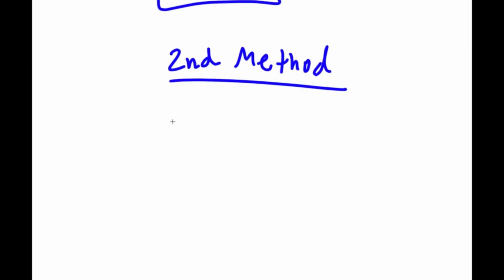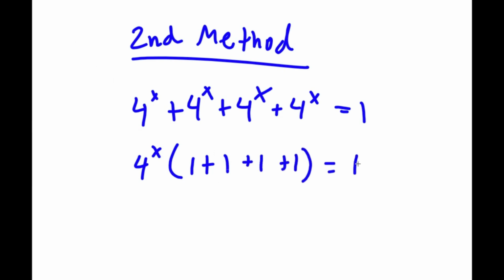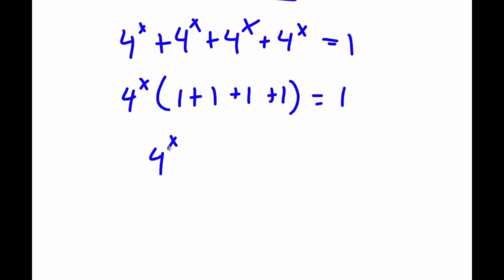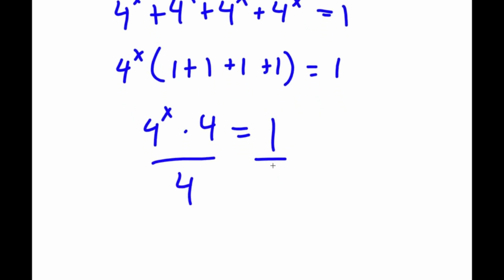So again, we first start with 4 to the power of x plus 4 to the power of x plus 4 to the power of x plus 4 to the power of x is equal to 1. Now again, I'm going to factor out 4 to the power of x, so I get 4 to the power of x times (1 plus 1 plus 1 plus 1) is equal to 1. Now if I simplify the parentheses, I get 4 to the power of x times 4 is equal to 1. Now this time, instead of multiplying these two, I'm simply going to divide both sides by 4.